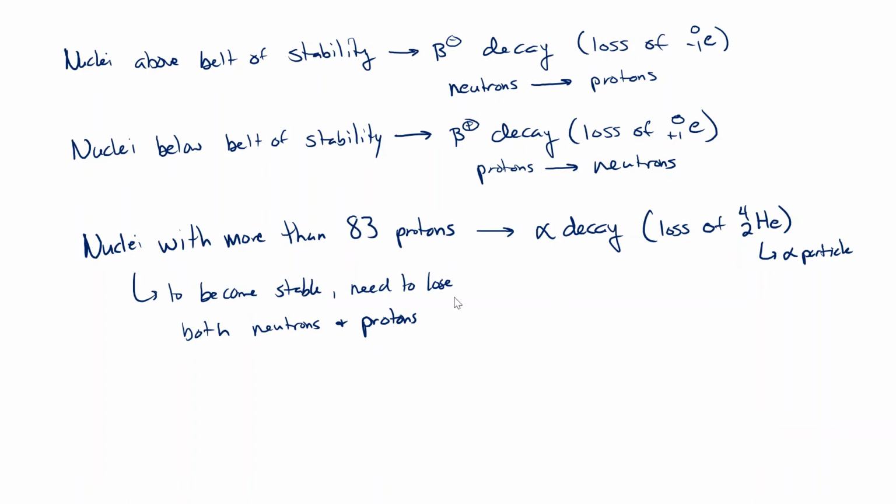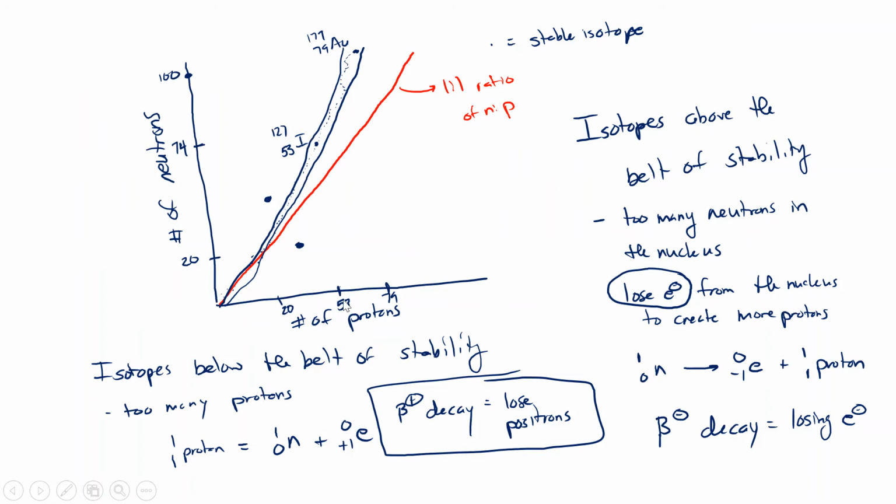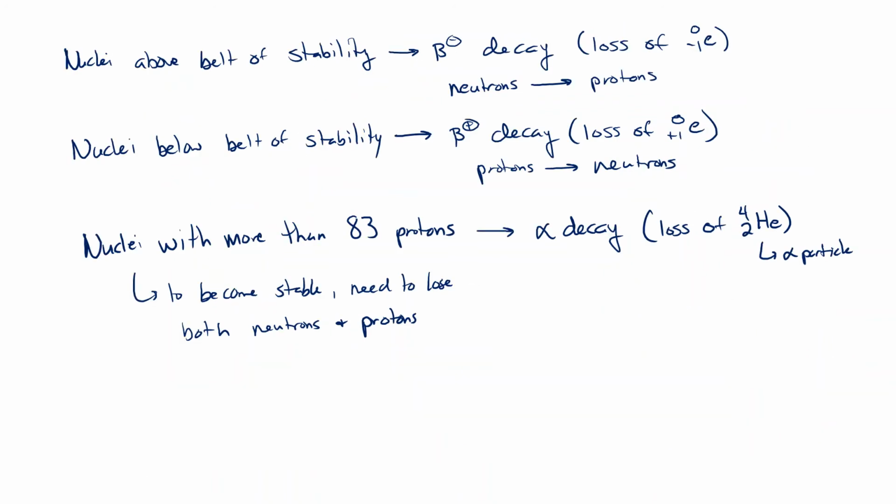So in the belt of stability that we drew before, when we get out to 79, 83, right past that, there really are no stable isotopes. And so now the belt of stability no longer really exists. Instead, we just have these things that have way too many protons and way too many neutrons. And so to get back into the area where we can talk about the belt of stability, they need to lose some of both. And they do that by losing helium nuclei, or alpha particles. And that is pretty easy to do.